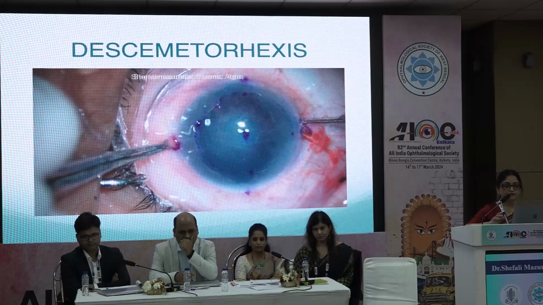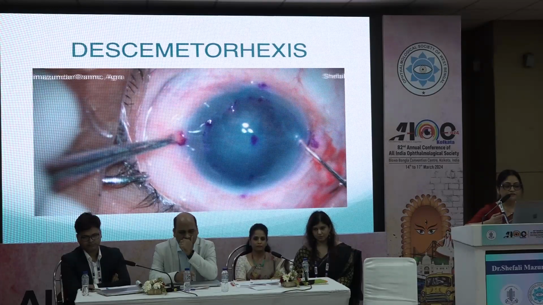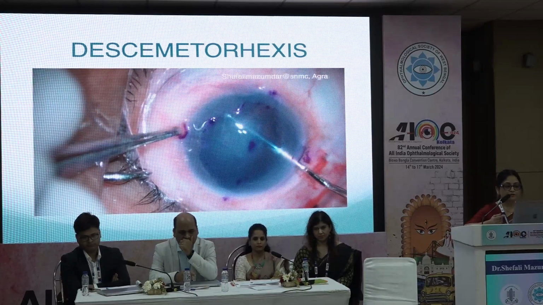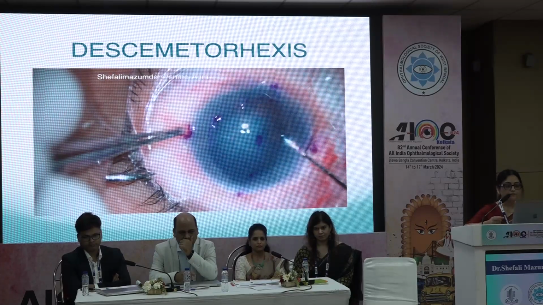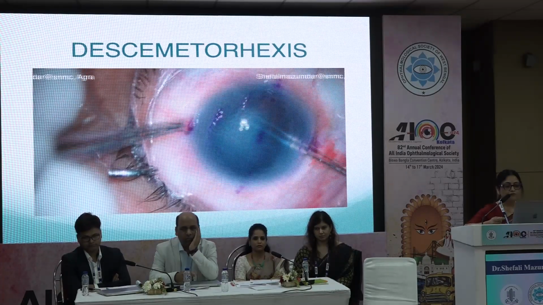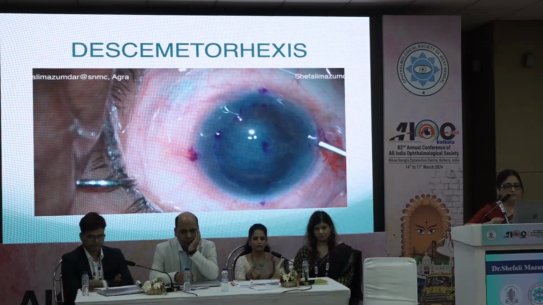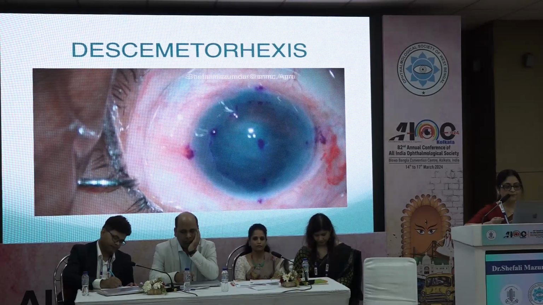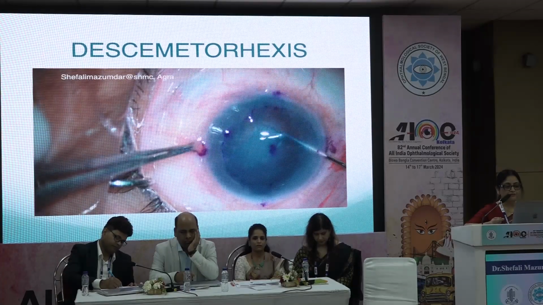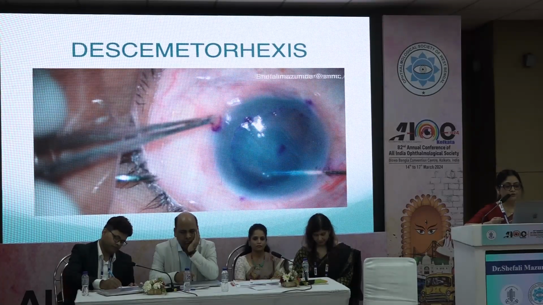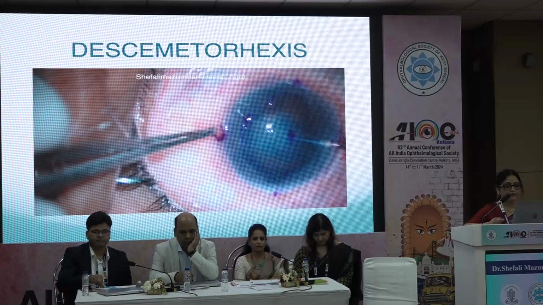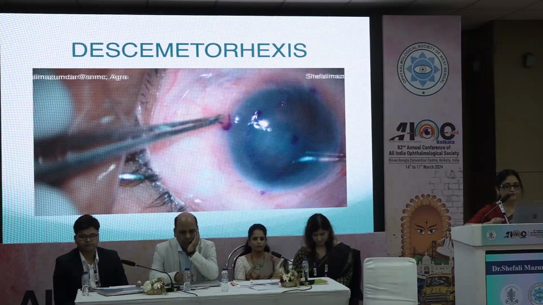Because the chamber doesn't collapse so much. Then with a reverse Sinskey hook, we keep on scoring all around in a circle. If you feel the chamber is collapsing, you can refill the chamber with viscoelastic again. Once you are sure that you have scored the Descemet's all around, then you fold it and try to bring it towards the side port.